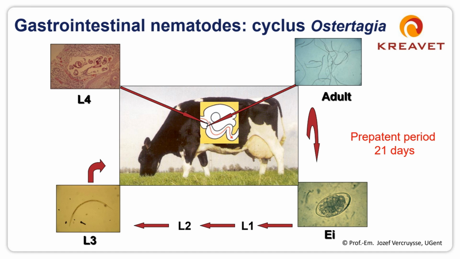So back to the epidemiology. For a long time I never showed life cycles anymore in my presentations, but now apparently I seem to have started doing it again. And this is a life cycle from my former boss, Professor Emeritus Joseph Vercruysse, on Ostertagia. Just to show, we're talking about cattle here, grazing cattle, that infect themselves while grazing with the free living stages of the nematodes.